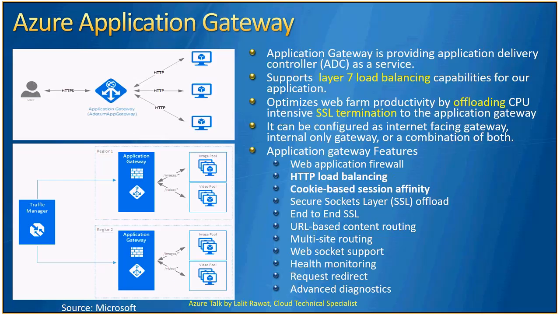Let's move ahead. Yes, let's move to the Azure Application Gateway. So Azure Application Gateway is a 7-layer load balancing method which secures your network and your applications completely.